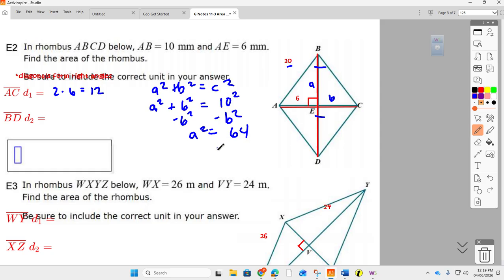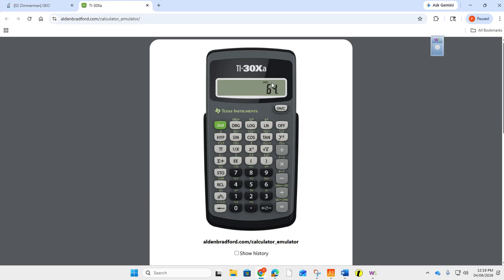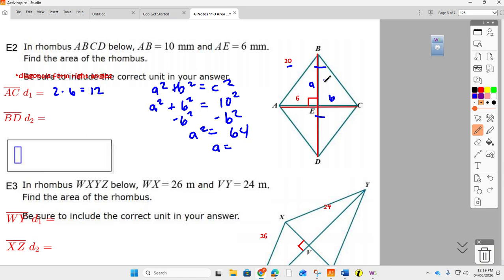Square root. Very good. So now we know if we go back here, use our square root button. Now we know that a is 8. So if a is 8, BD is also 8. So now we know BD is 2 times 8, or 16. So far, so good? All right.